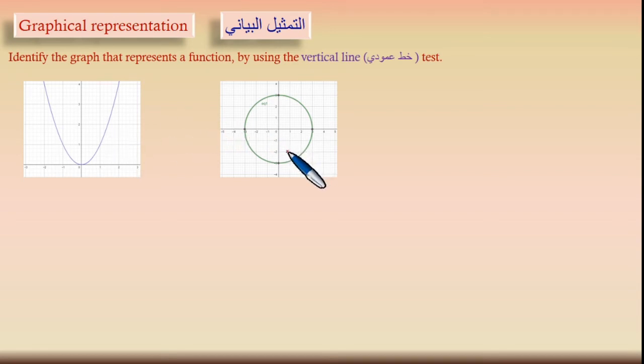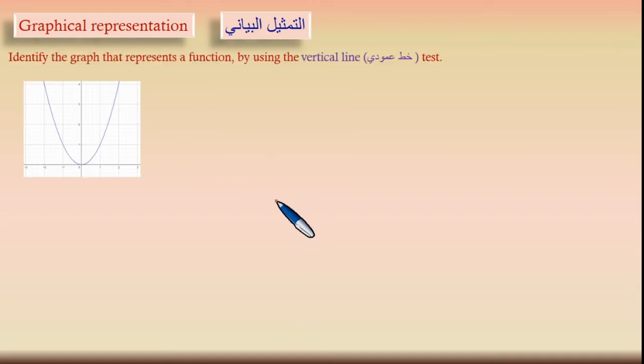Here again you see a vertical line. Here it is touching only at one point for this graph. So this is a function. But whereas if you check this one, see here the vertical line is touching at 2 points, right? So if a given graph is touching at 2 points, then it is not a function. So this is not a function. Check it. This is touching at 2 points. Therefore, it is not a function.